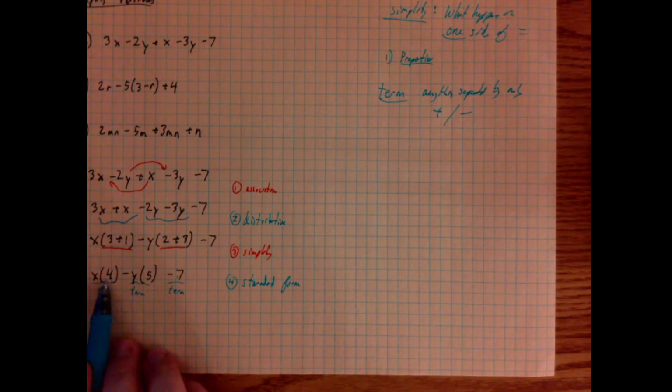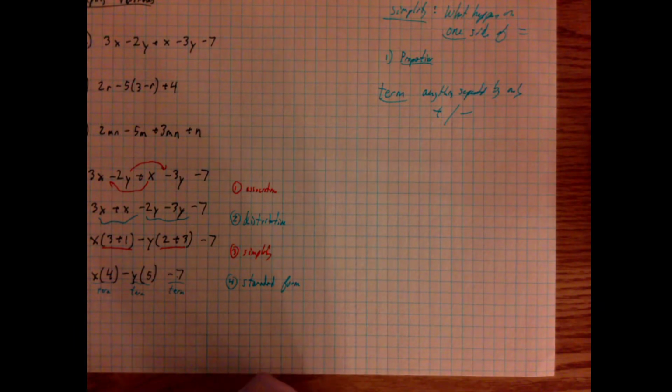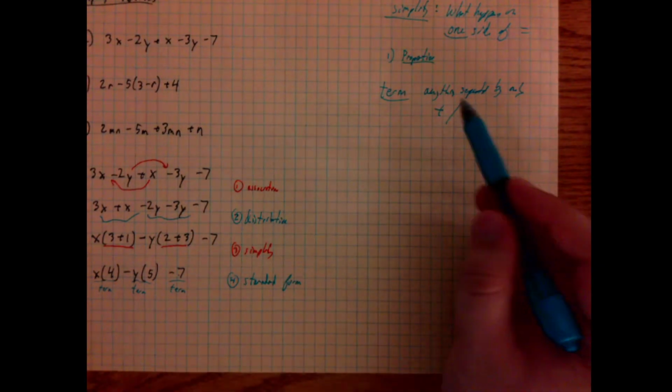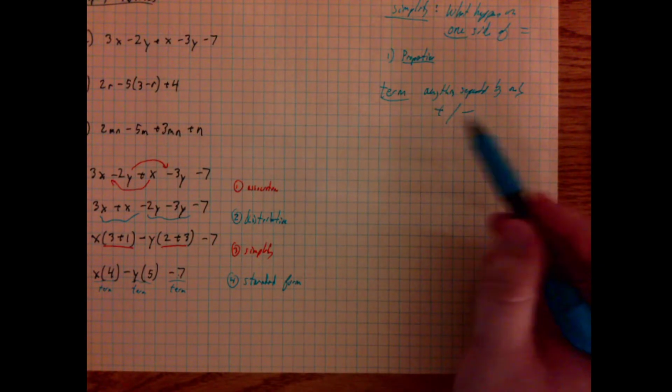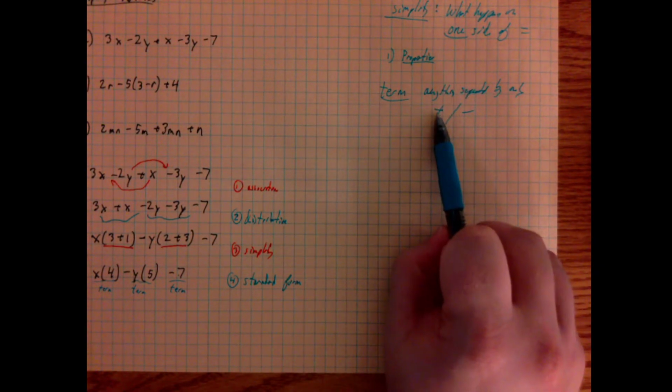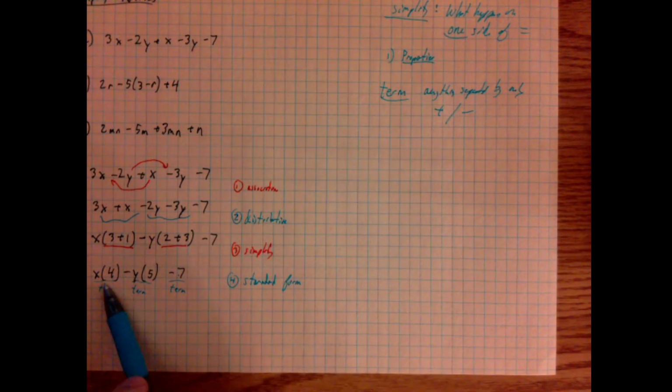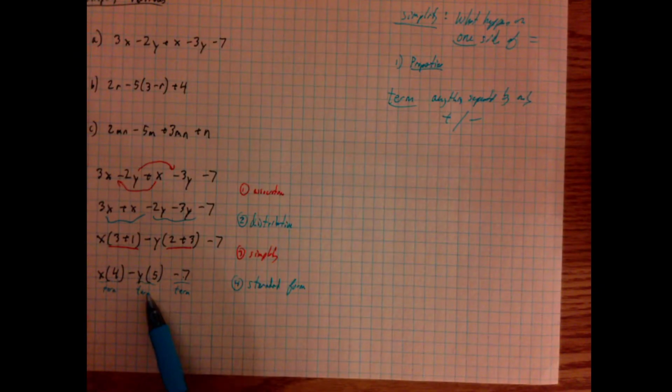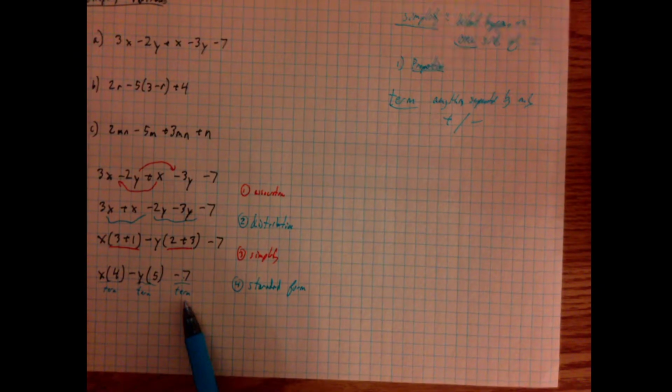So if you have something on the bottom of a fraction that has addition and subtraction, that's not a term because it's got a fraction and a plus, or a fraction and a minus. This means that there's only a plus sign between them or only a minus sign in between them. So this x times 4 is a term. This y times 5 is a term. This negative 7 is a term.